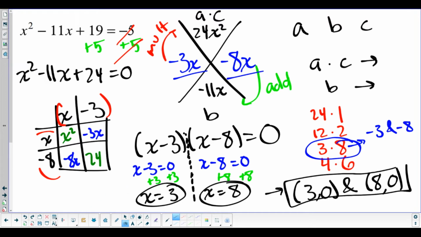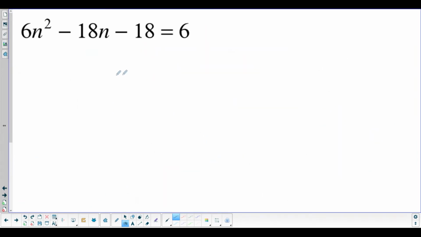Okay, cool. Next problem. This one's a little trickier because this time we have a number in front of our first squared term.